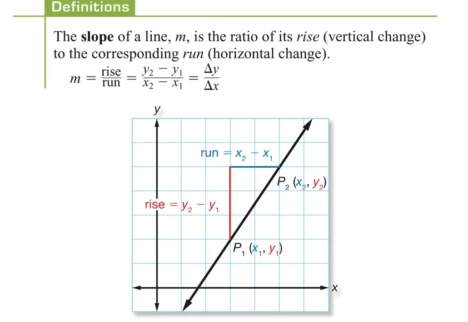Slope. Slope of a line. It's represented by m. It is the ratio of the rise, how far you go up, vertical change, over the run, horizontal change. The formula that we have gone over many times since Algebra 1, y2 minus y1 over x2 minus x1.